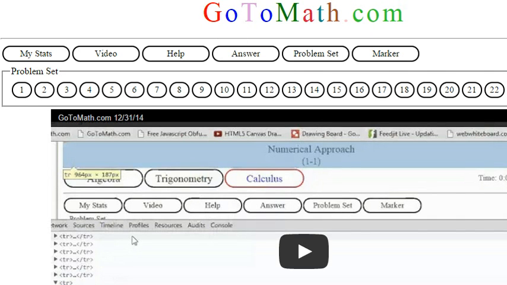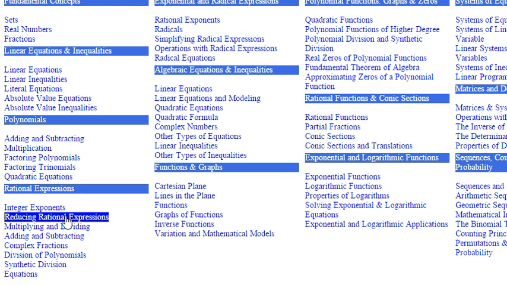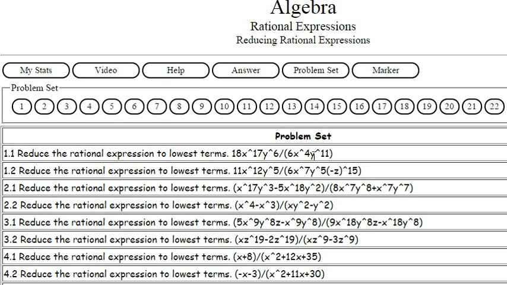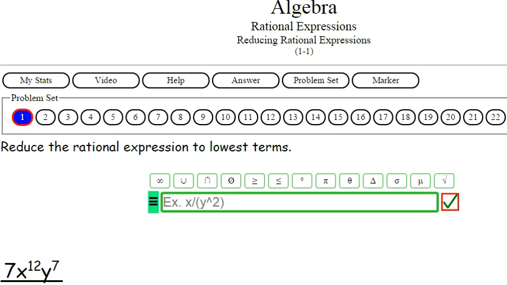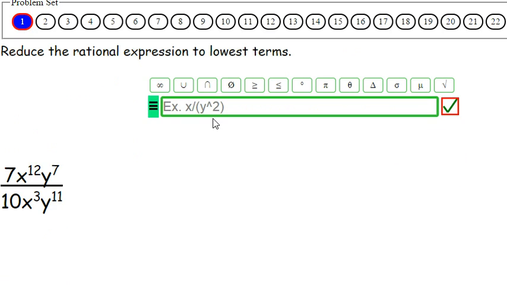We're at gotomath.com. Click on the algebra. Let's go down to reducing rational expressions. And looks like we're starting off with 1.1. Reduce the rational expression to lowest terms.